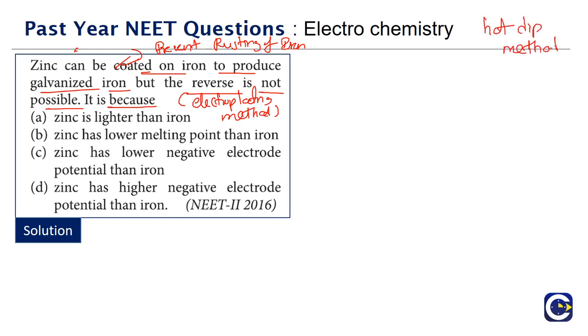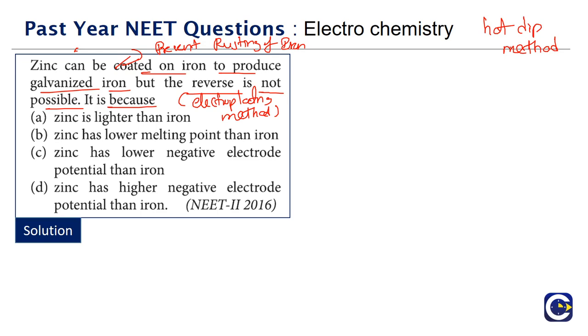So this is nothing to do with the electrochemistry. The hot dip method is, if you have a hot bath of zinc, take any iron plate or any iron vessel or any iron device, just dip it into the hot zinc bath and then take it out. You will see a layer of zinc will be formed on the surface of iron. That method is called what? The hot dip method. So we are not referring to that, we are referring to the electroplating method.